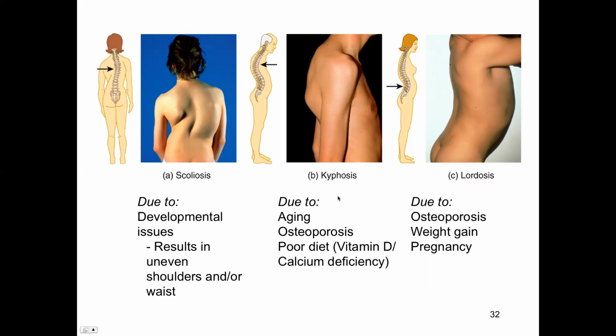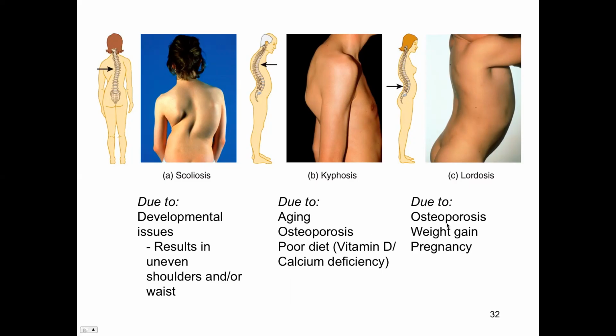Then we have kyphosis, which is when you're hunching forward. This is very often associated with osteoporosis, but it can also be associated with poor diet, right? And then there's lordosis, which is the opposite, so this part sticks out, and it could also be due to osteoporosis. Weight gain in pregnancy can also induce that kind of curvature on the body, so it's sticking out of the stomach area.